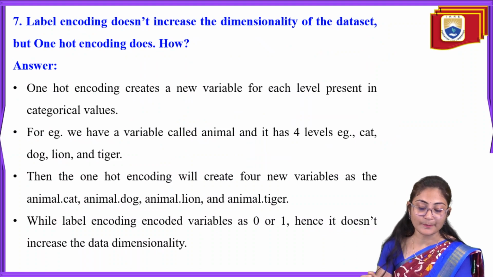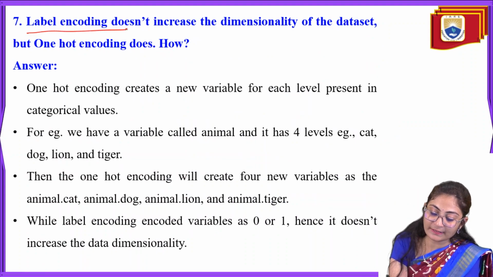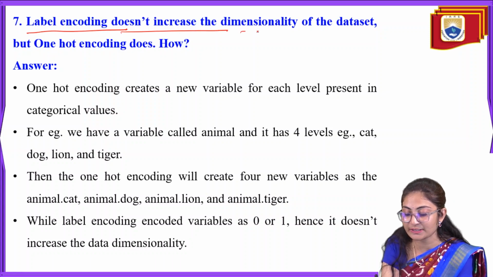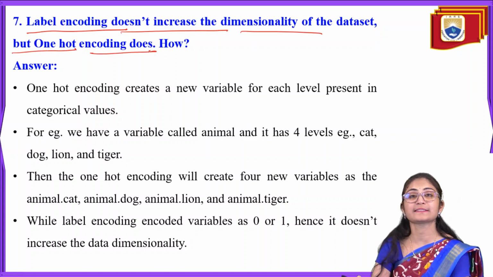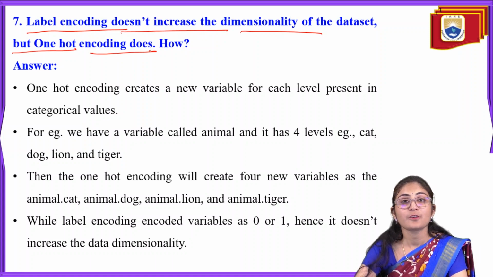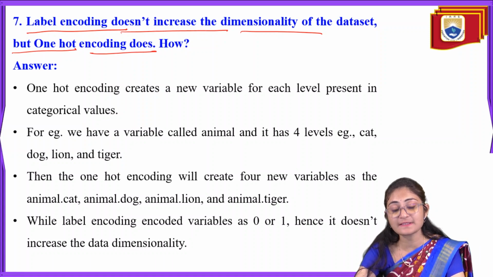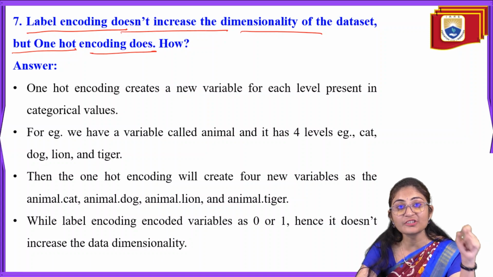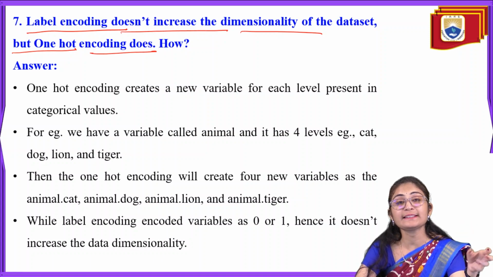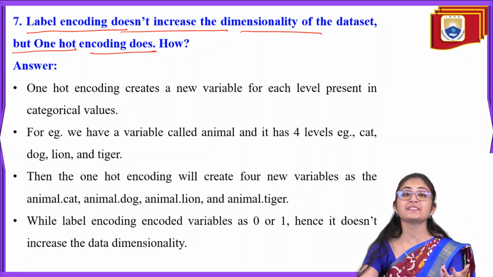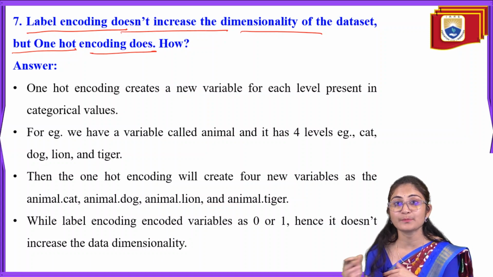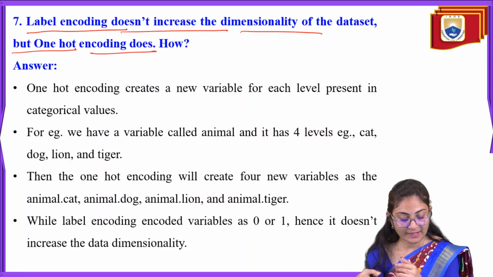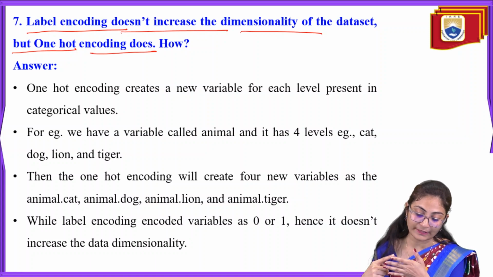Now next one is that label encoding doesn't increase the dimensionality of the data set, but one hot encoding does. Then how? One hot encoding creates a new variable for each label present in the categorical values. For example, we have a variable called animal. It has 4 labels: cat, dog, lion and tiger.